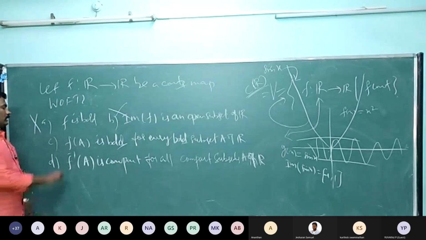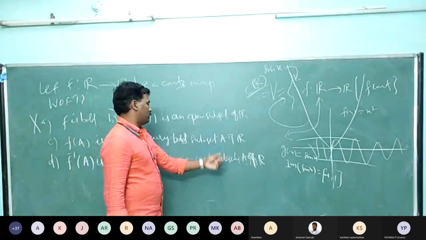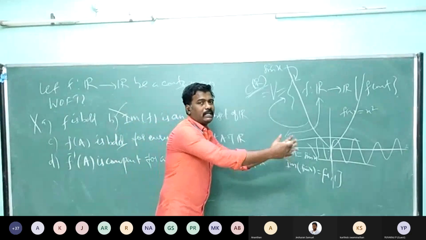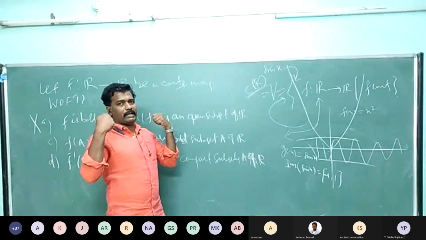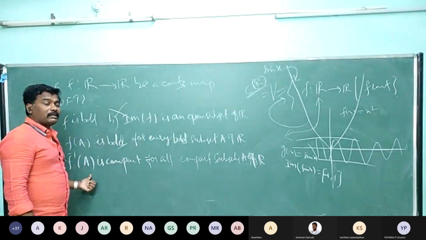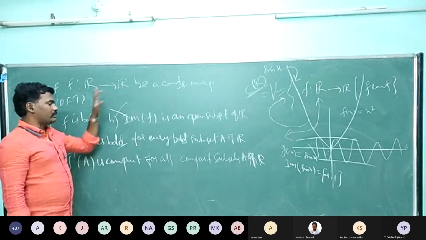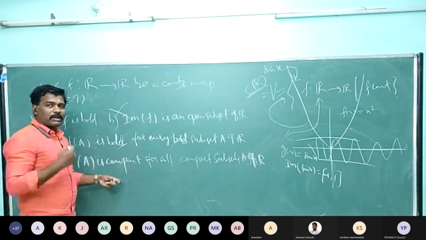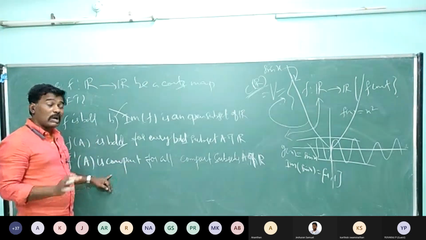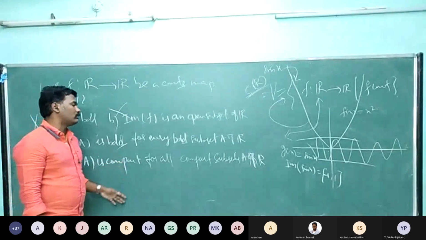So what about D? Then we will come to A, C. What about D? Given any compact subset in the codomain, the inverse image of a compact set is compact. If F is continuous, it will pull back a compact set again to a compact pre-image. Did you understand? If F is continuous, does every continuous function have this property or not? If all continuous functions have this property, then it is true. If some continuous function does not follow this property, this is not true always.